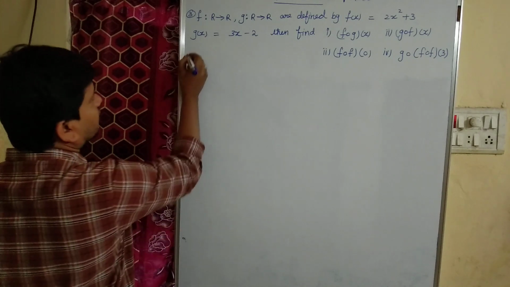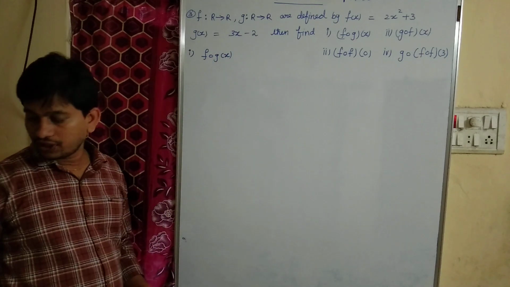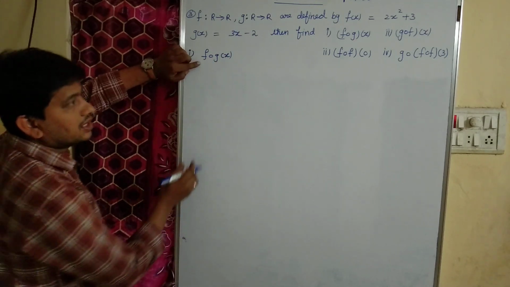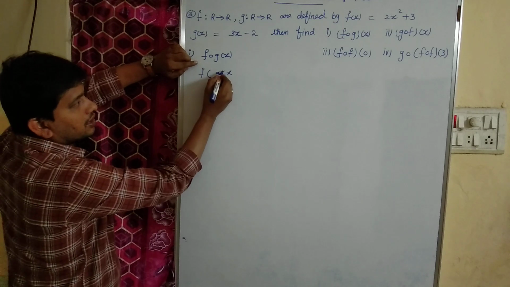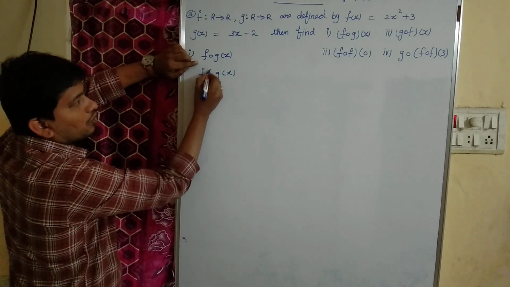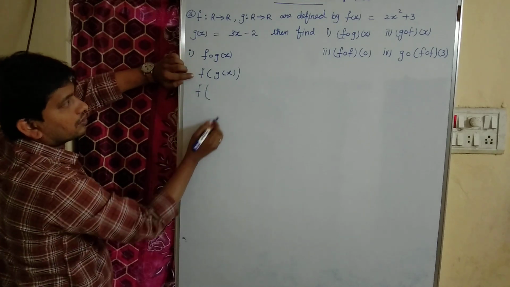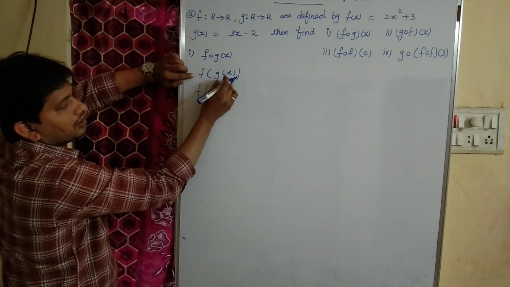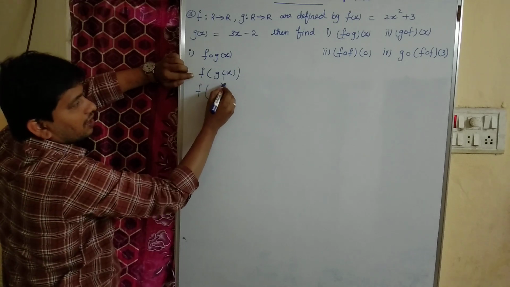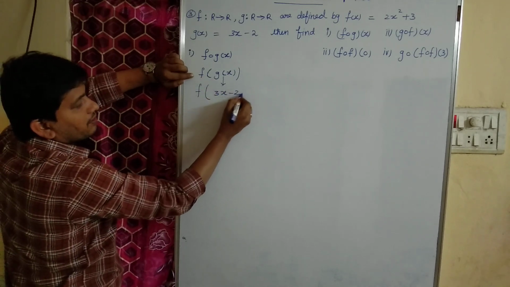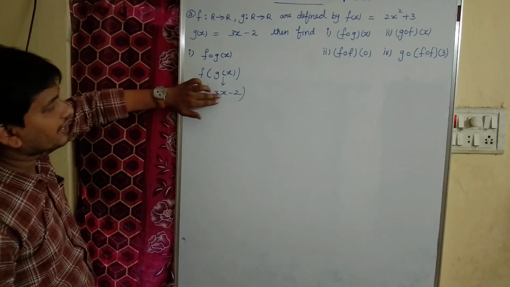Okay, now let us find out the first one, f circle g of x. See children, I can write it as f of g of x. This is open bracket, closed bracket, open bracket, closed bracket, right? Now children, it is given in the question, g of x is 3x minus 2. In place of g of x, let me write 3x minus 2, right? Now it is in the form of f of x.